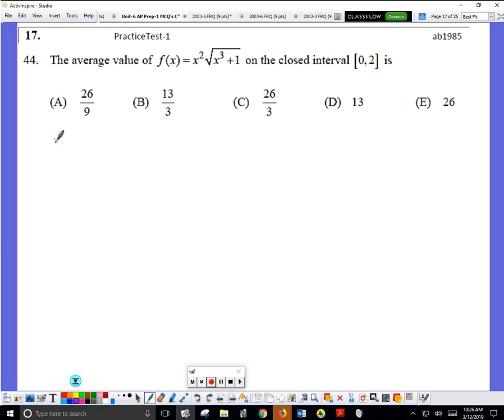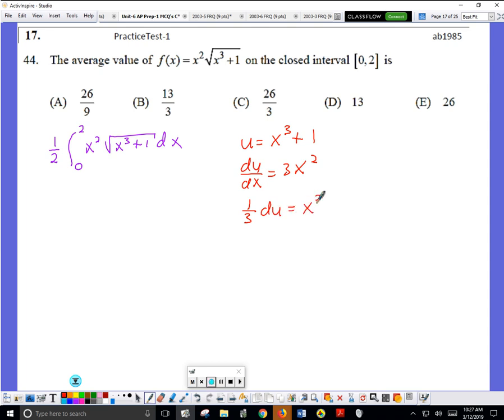Okay, so we've got 1 over 2, integral from 0 to 2, x squared, square root of x cubed plus 1. First step is to find the antiderivative, so I need to do a u substitution. So u is going to equal x cubed plus 1. Any questions up to there? Cool.